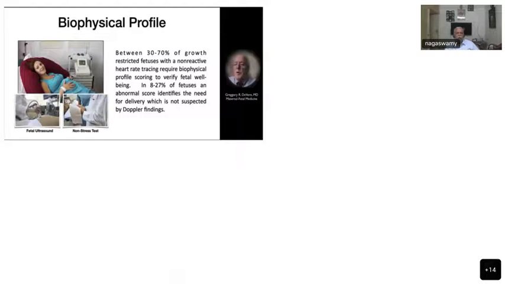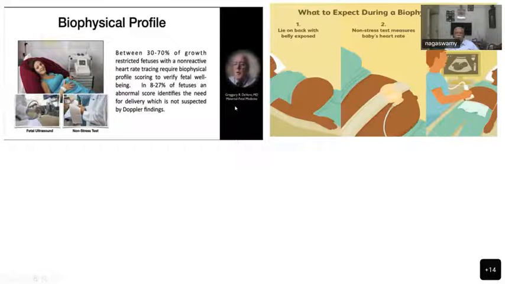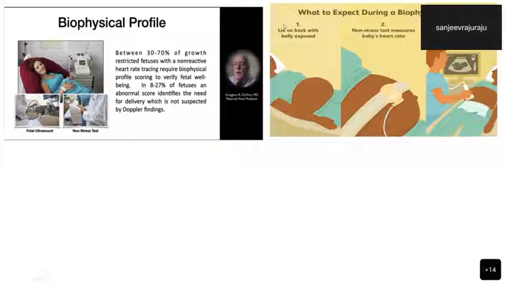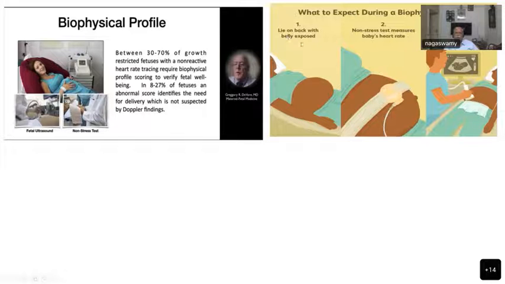And coming to the last, biophysical profile. Between 30 to 70% of growth restricted fetuses with a non-reactive heart rate tracing require biophysical profile scoring to verify fetal well-being. And this was introduced by Gregory R. DeVore. Okay, and what do we do in this? The patient should lie on the back with the belly exposed.